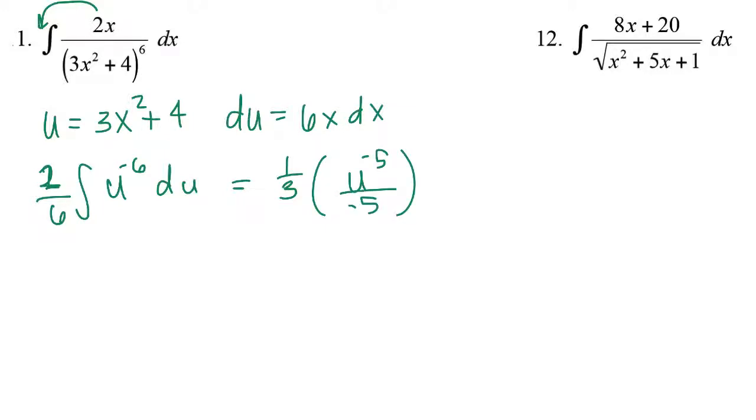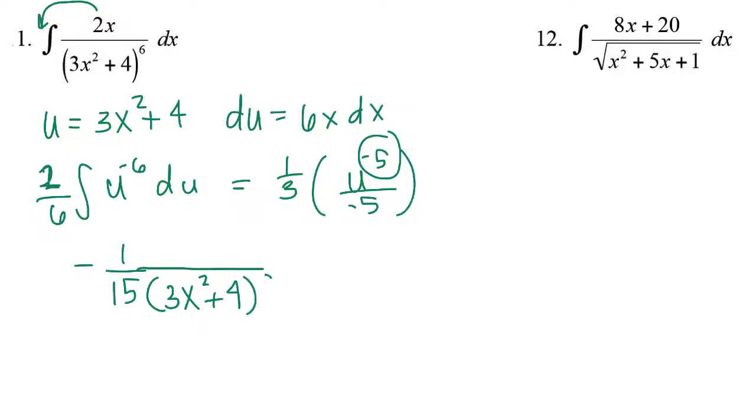And let's see, let's go ahead and finish this. So I have negative 1 over 15, and then that u to the negative 5 does need to move back down to the denominator. So I have 3x squared plus 4, and that's all raised to the 5th, and then plus c. Okay, number 12, again, kind of a tricky problem here.